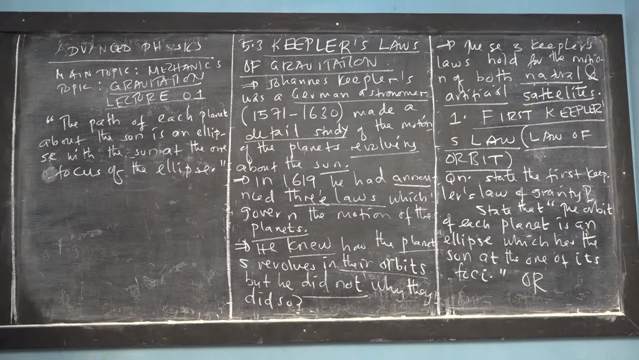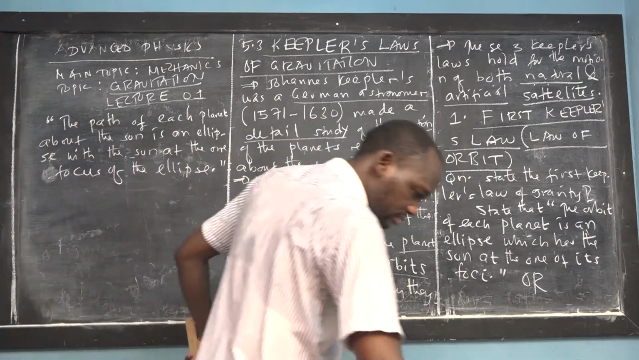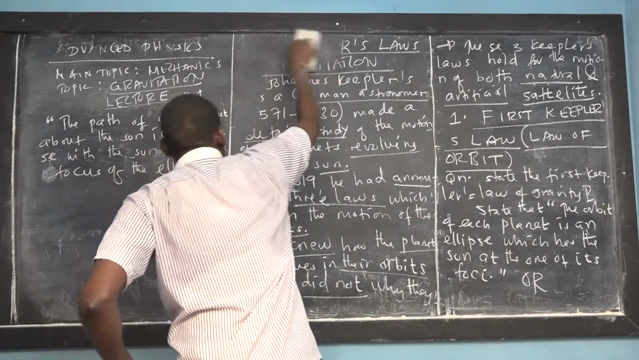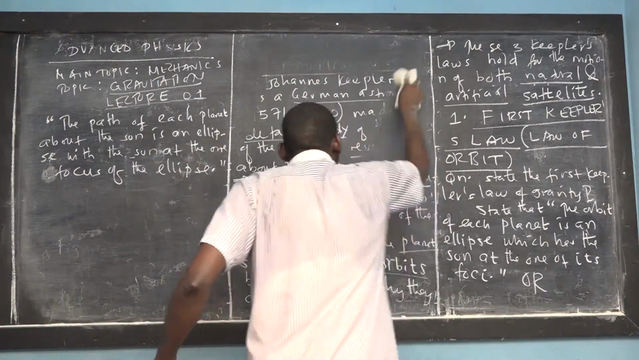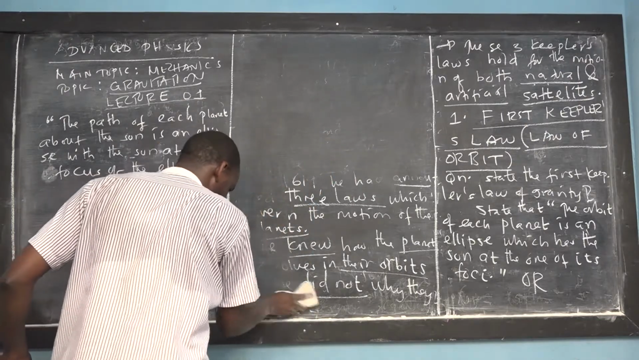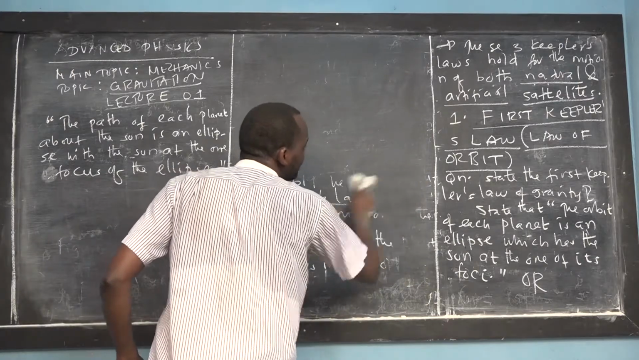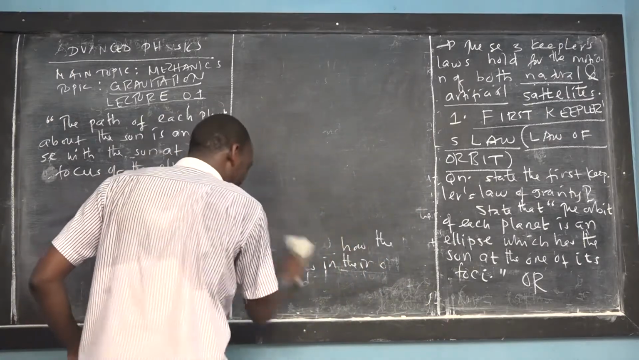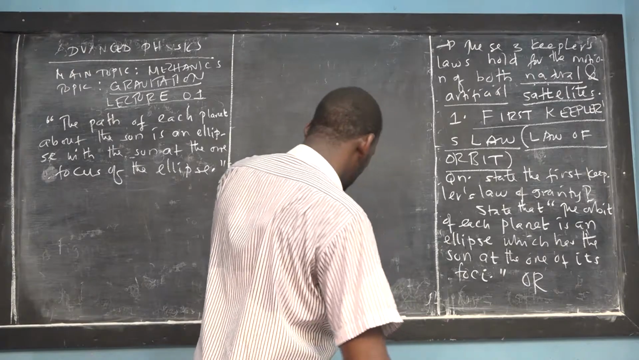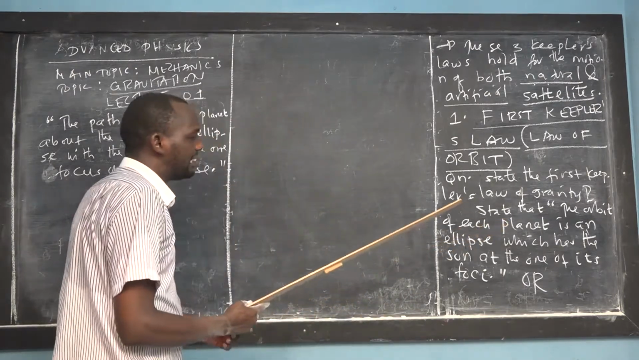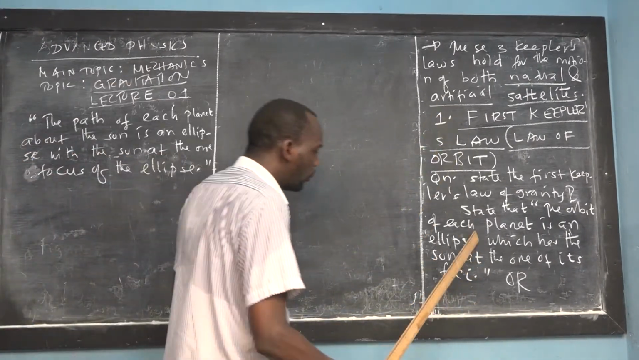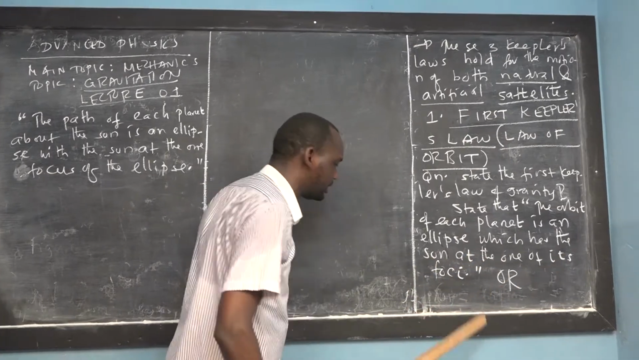Let me explain this first law clearly because it's very important. First Kepler's law, or we call it the law of orbit, states that the orbit of each planet, whether we have 9 or 11 planets, is an ellipse. That's the first sentence. Number two, it has the sun at one of its foci.